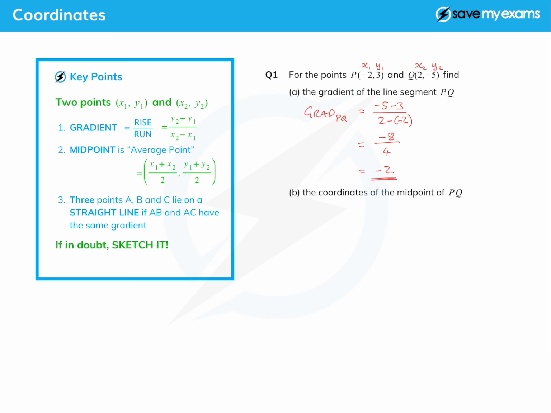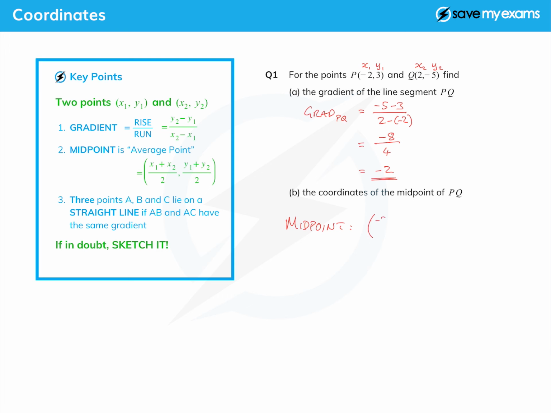Well, the midpoint, the middle point, the average point, so we just find the average of the x's and the average of the y's. So let's do that. Write down what we're doing. Midpoint, we don't tend to do midpoint equals, so just write down midpoint and then the coordinates.